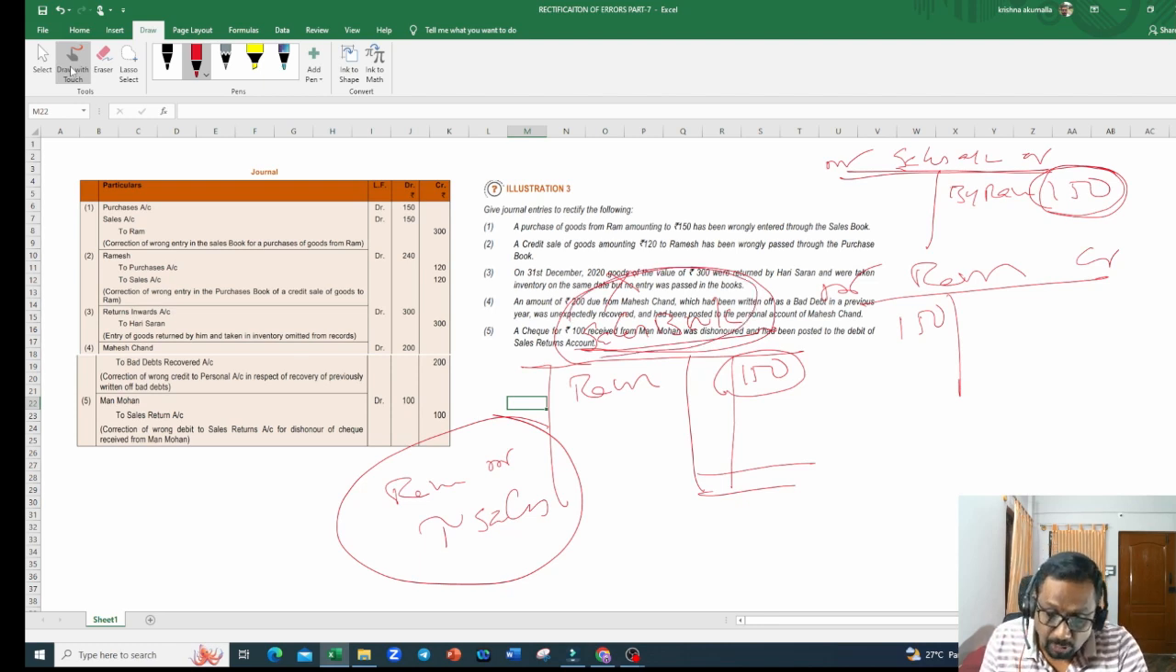Also, it would have impacted the Ram account. Instead of credit, it got impacted in debit. This is the wrong entry.